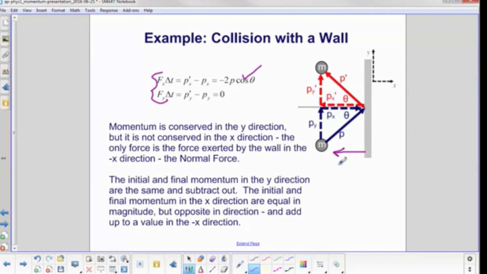Mathematically, again, the initial and final momentum in the y direction are the same and subtract out. The initial and final momentum in the x direction are equal in magnitude, but opposite in direction. So they add up to a value in the negative x direction, and that tells you which direction the ball moves because of the wall. It's in the negative x direction.